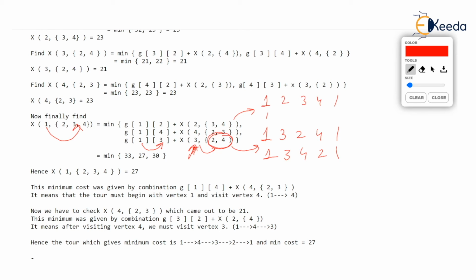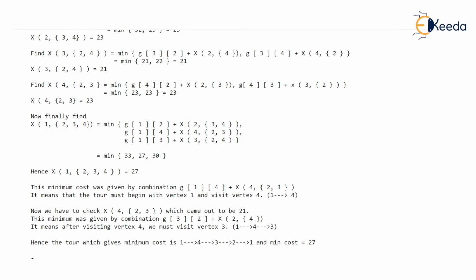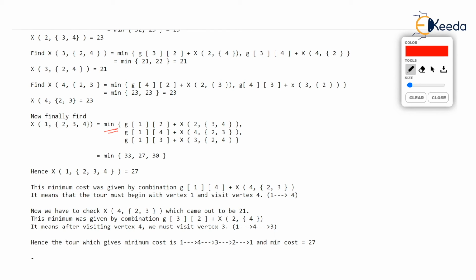Similarly, for 1 to 4, if your visit starts from 1 to 4, then it will be 1, 4, 2, 3, 1, or 1, 4, 3, 2, 1. 6 possibilities we have for 4 vertices, isn't it? Great. So finally, we will have to find the minimum of these 3 possibilities. And we have referred to the graph above, and the distances have been added, and we got these values, and the minimum is 27. So the minimum cost tour of 1, 2, 3, 4 vertices is 27.